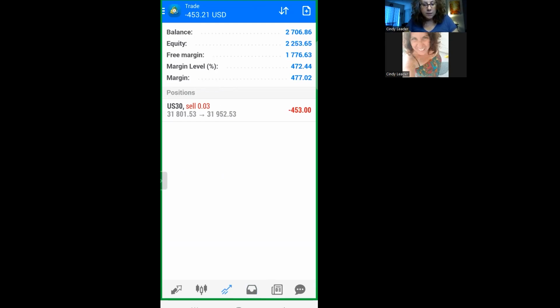And I feel like this is going to continue to ride down. I'm riding it down to 31,700. So I'm going to stay in this trade. And it's a demo, but I'm still going to stay in this trade. I'm trading this live. Down a lot more.